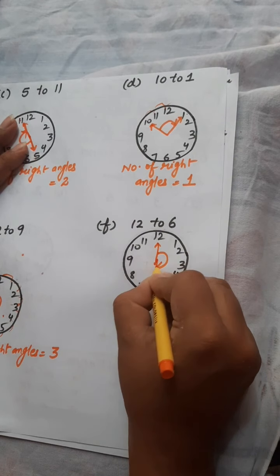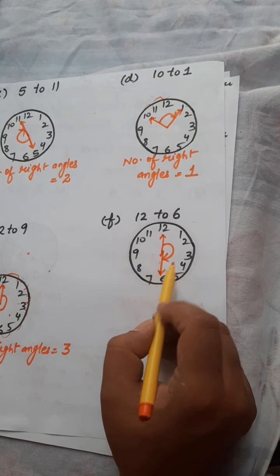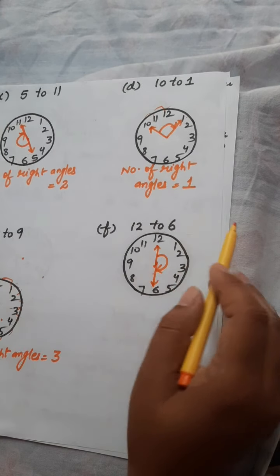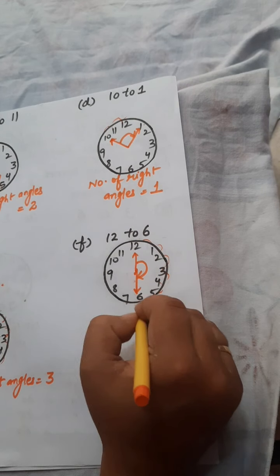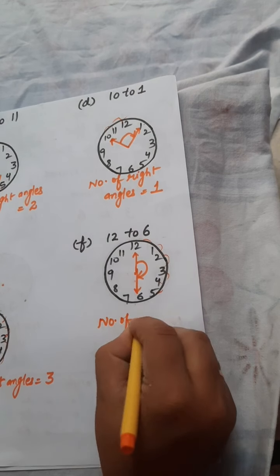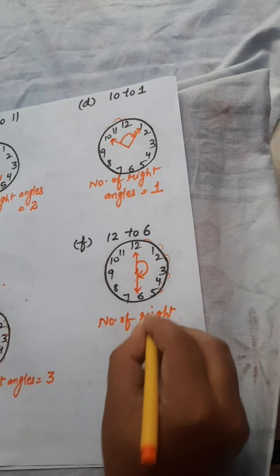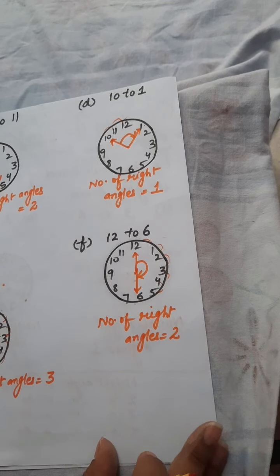Then next we have 12 to 6 like this. So this is the direction. Here again we have a straight angle, so it means it includes 2 right angles, or we can say that 5, 10, 15, 20, 25, 30. 30 minutes covered, so we can say that the number of right angles is equal to 2.